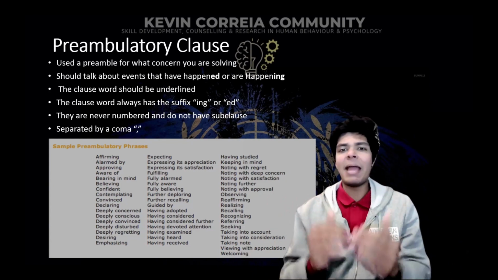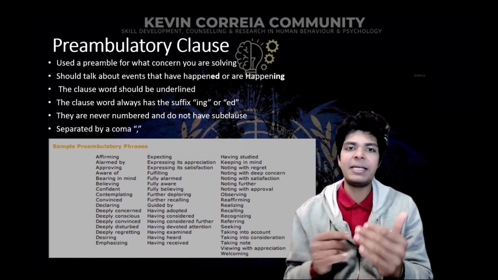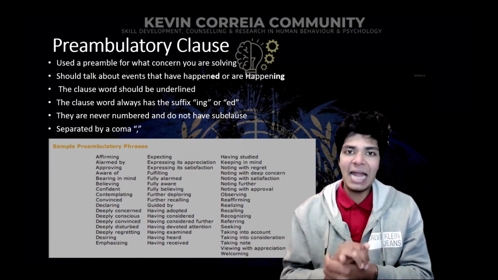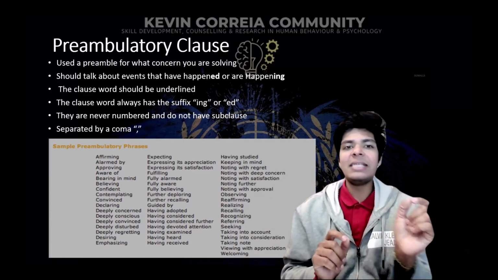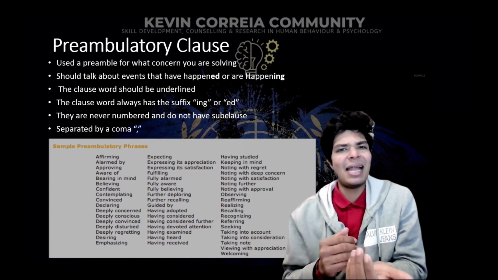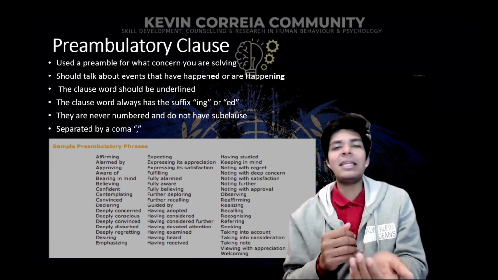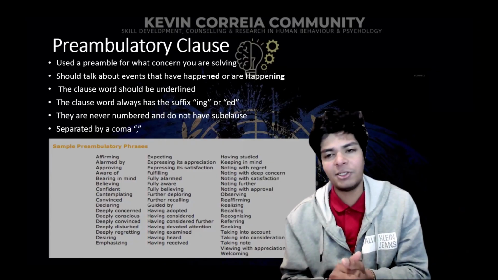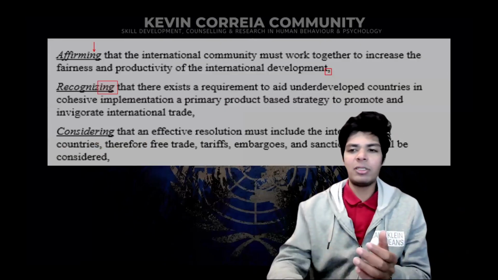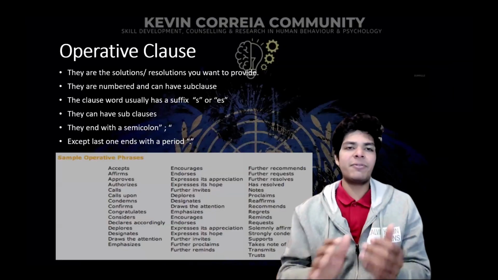That being said, preambulatory clauses are always separated by commas, and the clause word is usually underlined and written in italics. However, writing it in italics is not a hard and fast compulsion. Then we go on to talk about the operative clause.